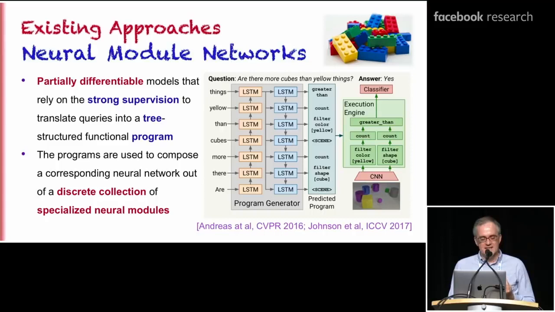And then the second phase is actually the neural module network, where you use the functional program to piece together custom neural network pieces. So there's a discrete collection of specialized neural modules for doing things like selecting, filtering, counting, comparing, and they're stitched together based on the functional program, and then they run.